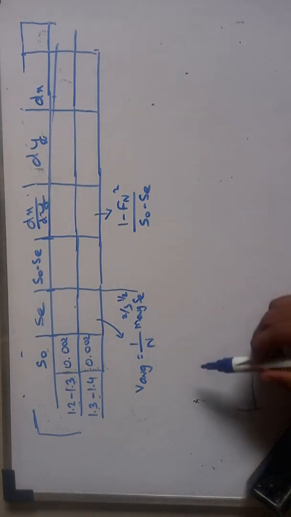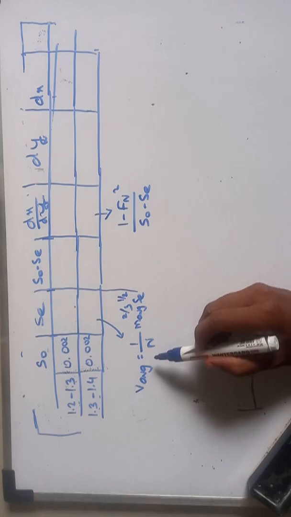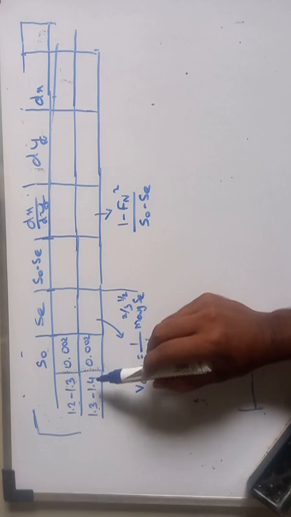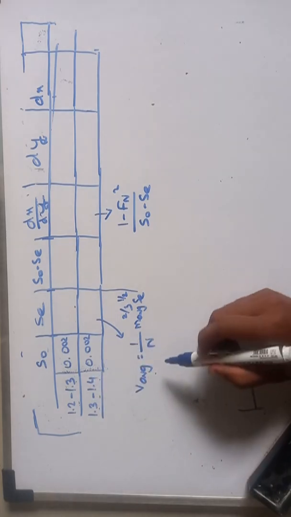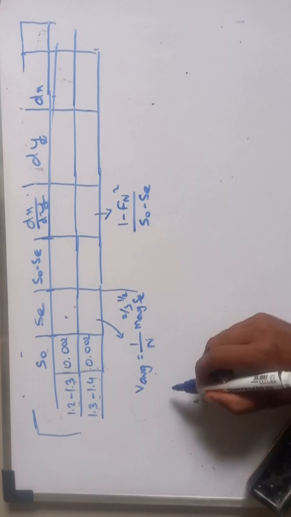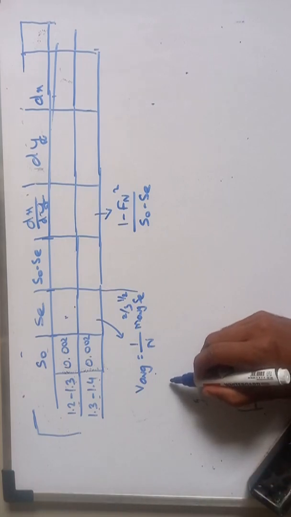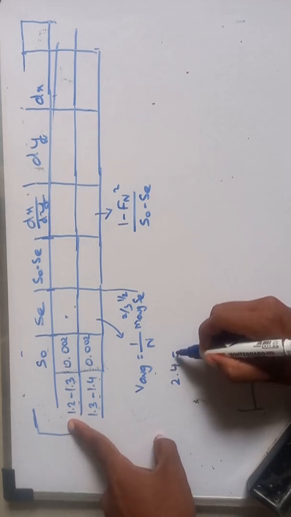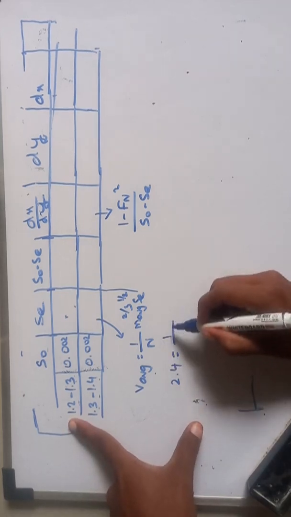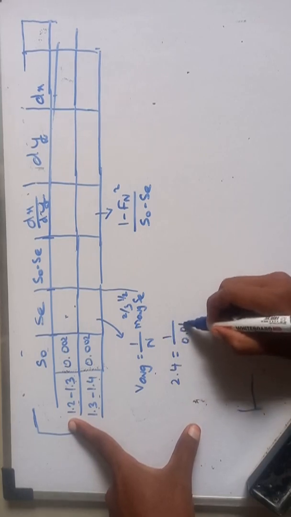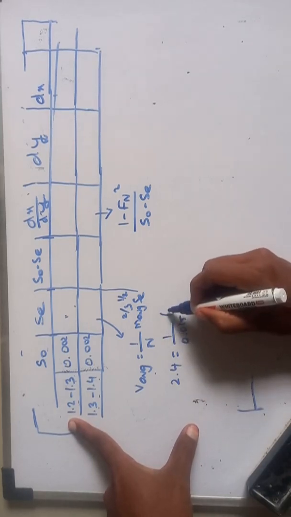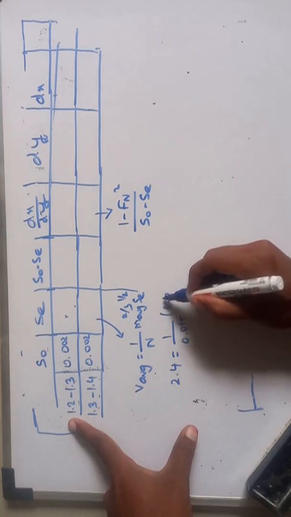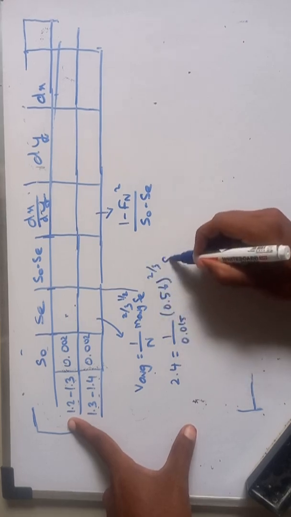Here Chezy's constant is not given. Manning's coefficient is given, so we have to use Manning's formula. We know what V average is for each case. For example, I am calculating this term as a model calculation. For the first section, average velocity is 2.4. So 2.4 is equal to 1 divided by n, where n value is 0.015, times R average for first section, 0.56, power 2 by 3, times SE power half.